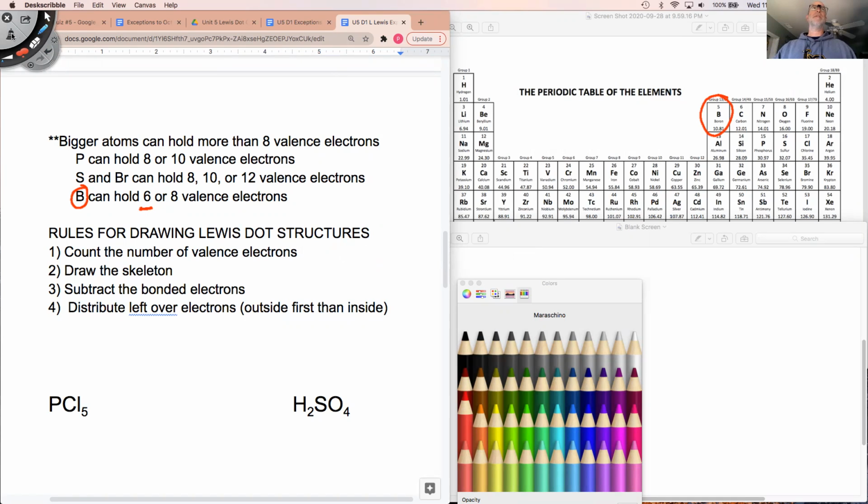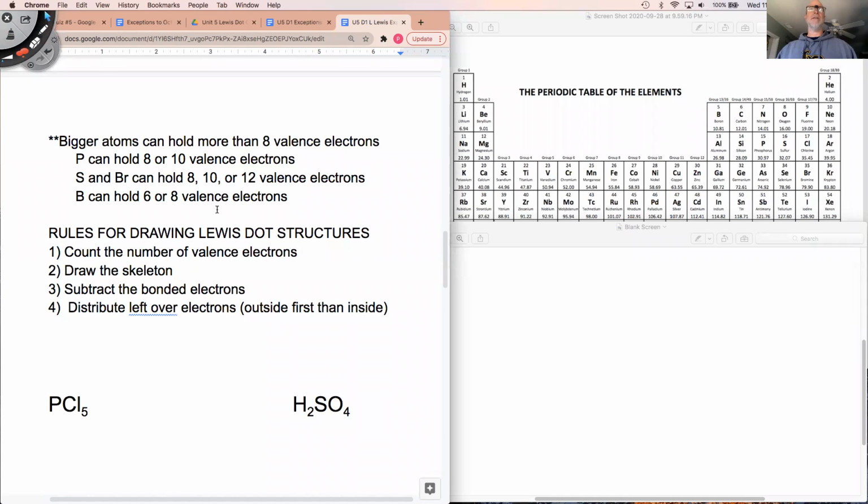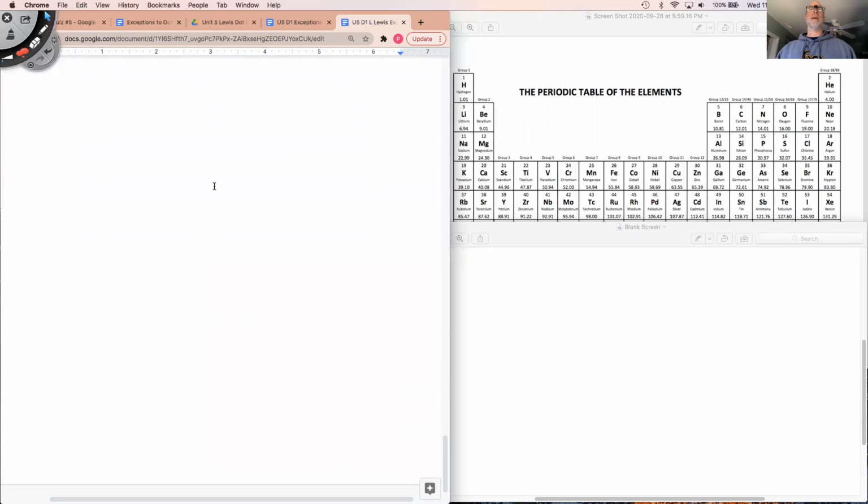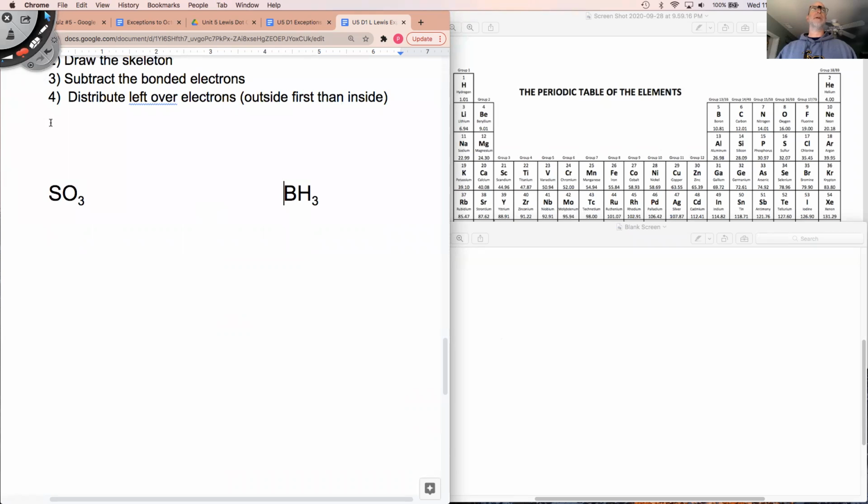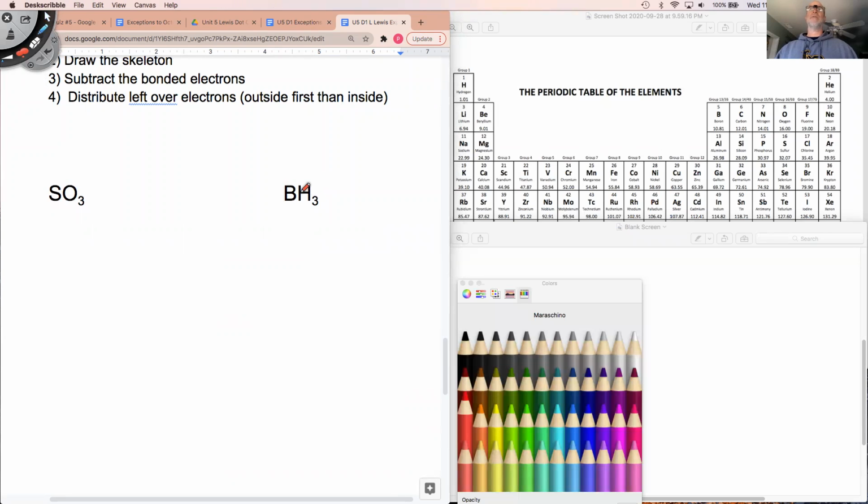So I'm going to take you to that right now, and we'll do that example, and then I'll let you go. There we are, BH3. Let's just draw this one out. How many valence electrons does boron have? That's right, there's 3. And each hydrogen has how many valence electrons? 1. And there's 3 of those hydrogens. So that's going to be 3 plus 3 equals 6 valence electrons total.